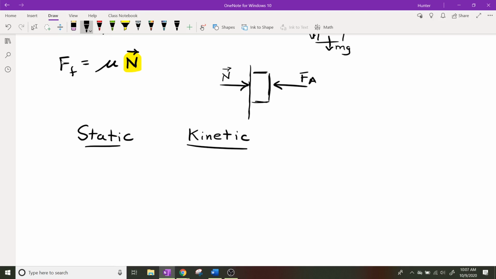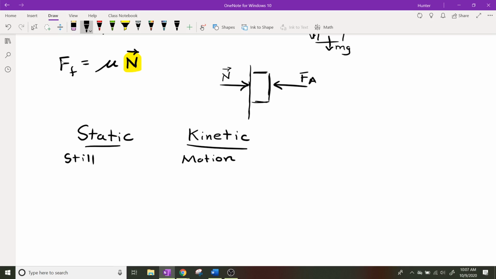So not moving. Yeah, still not moving. There's no motion. Okay, so we're still. Kinetic means it's got motion to it. Okay, and something really interesting happens.